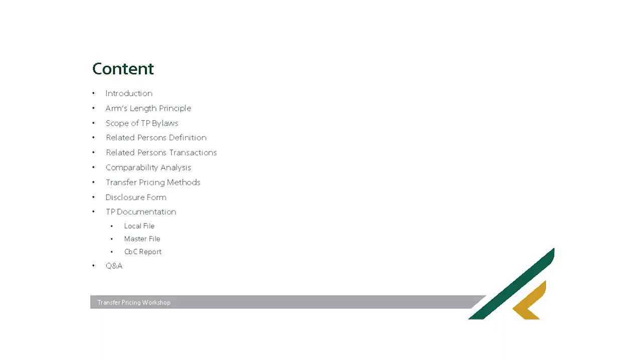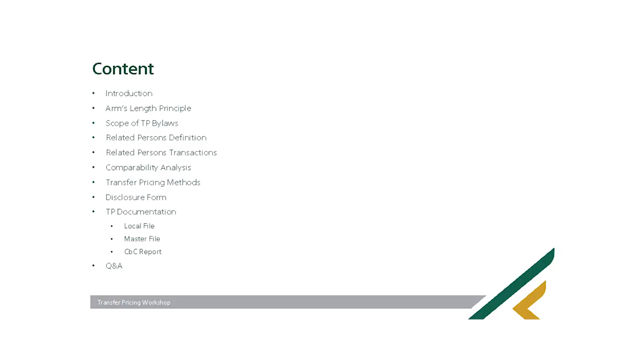Those are the contents that we are planning to present today. We will talk about the introduction to transfer pricing and the BEPS package. And then we will talk about the arm's length principle, the scope of the bylaw, to whom the bylaw is applicable, and then related person definitions, as well as related party transactions. Then we will dive into the comparability analysis, which is the cornerstone of transfer pricing.